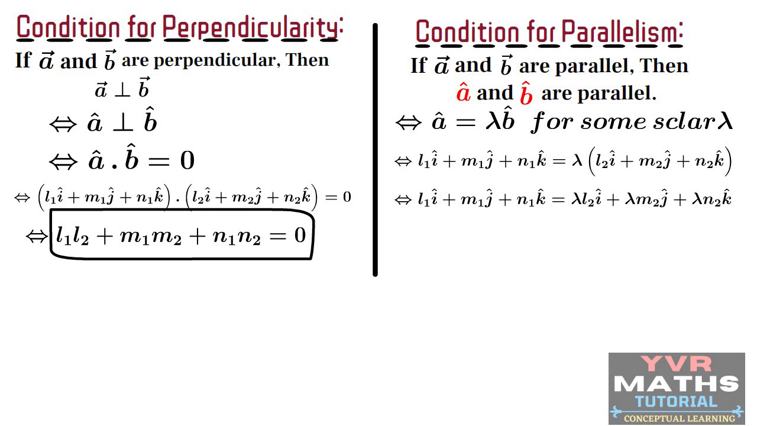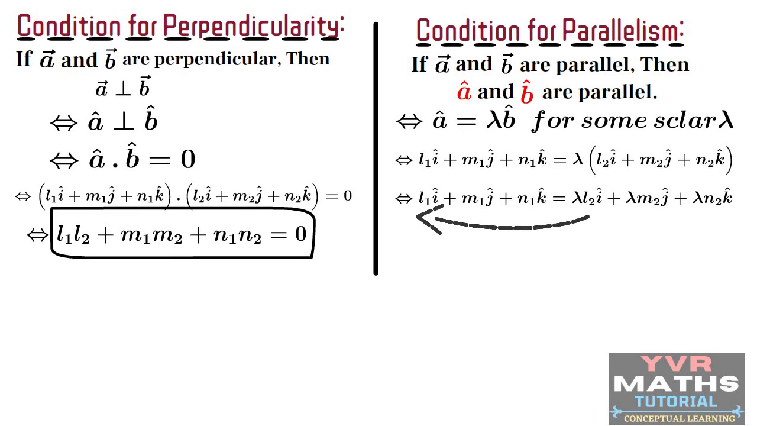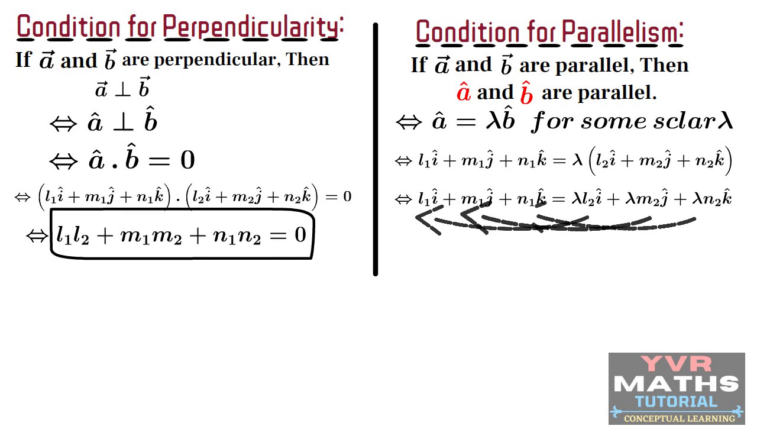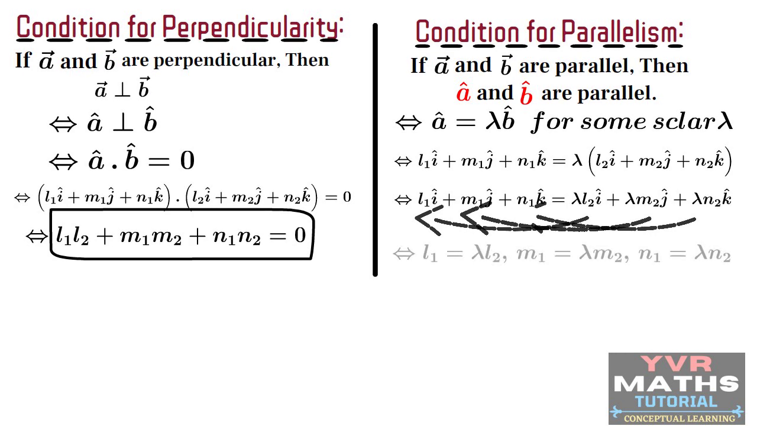Now you can equate the corresponding scalar components. That means you can equate I scalar component with I scalar component, J scalar component with J scalar component, K scalar component with K scalar component. Then what are the conditions you will get? L1 is equal to lambda L2 if you compare the I cap scalar coefficients. If you compare J cap scalar coefficients, then what you will get? M1 is equal to lambda M2. If you compare K cap scalar components, N1 is equal to lambda N2.